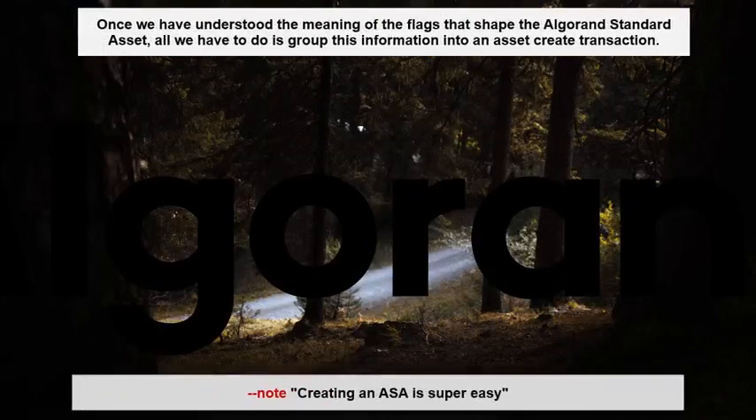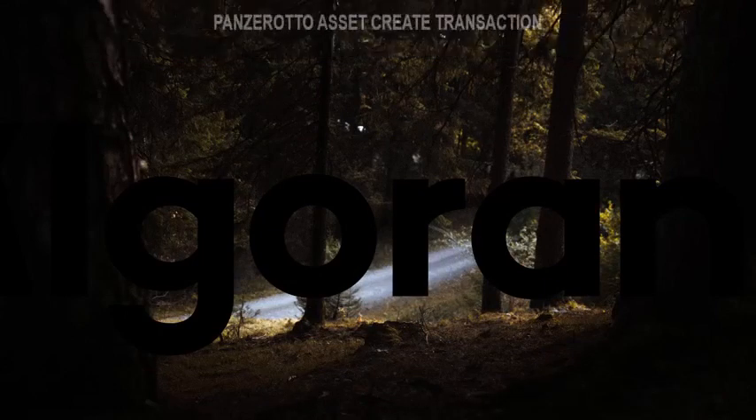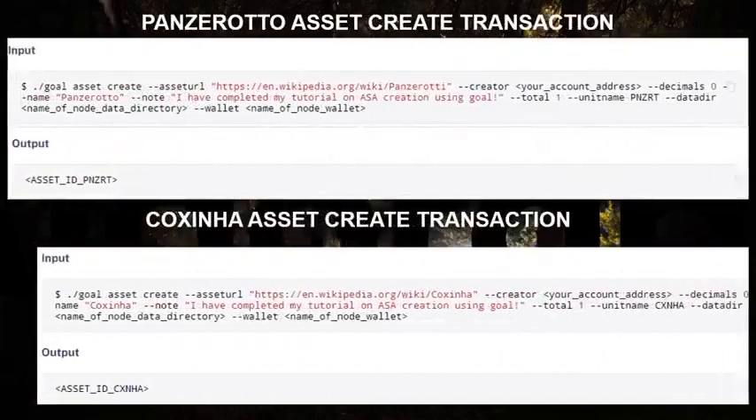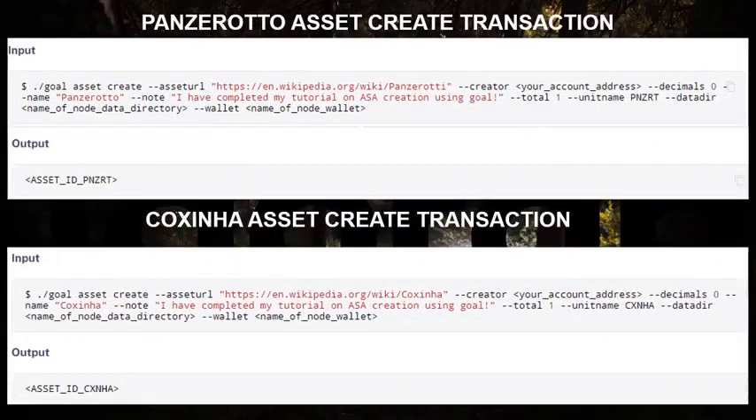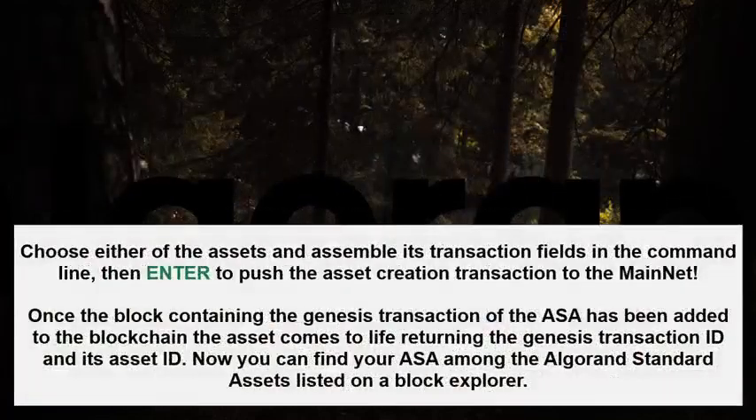Once we have understood the meaning of the flags that shape the Algorand standard asset, all we have to do is group this information into an asset create transaction. Panzerato asset create transaction. Choose either of the assets and assemble its transaction fields in the command line, then enter to push the asset creation transaction to the mainnet.